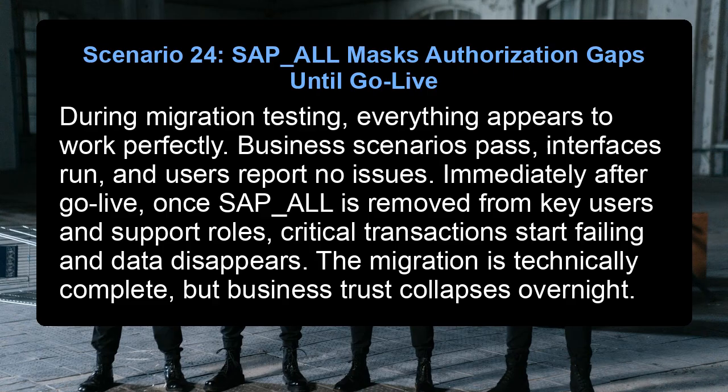Scenario 24. SAP_all masks authorization gaps until go-live. During migration testing, everything appears to work perfectly. Business scenarios pass, interfaces run, and users report no issues. Immediately after go-live, once SAP_all is removed from key users and support roles, critical transactions start failing and data disappears. The migration is technically complete, but business trust collapses overnight.